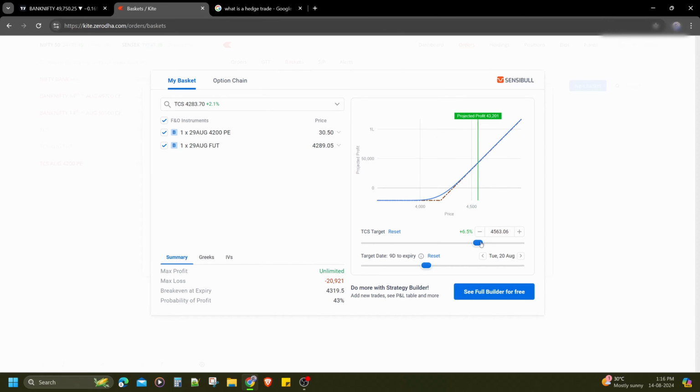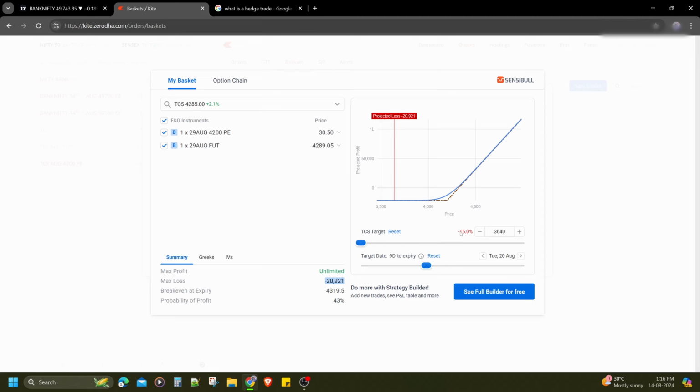But if I get the same percentage of loss, say 7%, you can see this is my maximum loss, capped at around 20,500. Even if it falls by 10% or 15%, this is the maximum loss I can get. Why? Because we have the hedge in place.